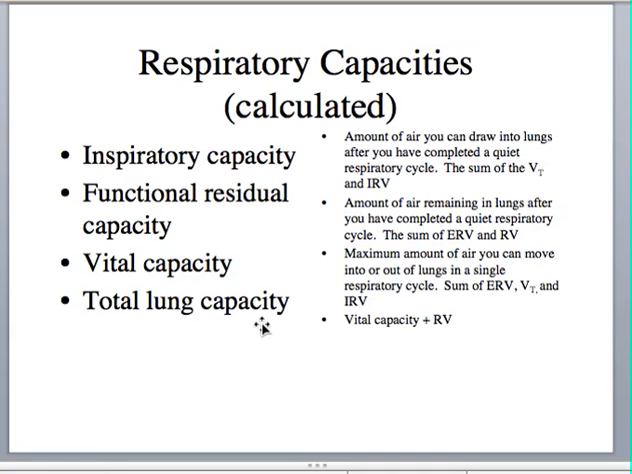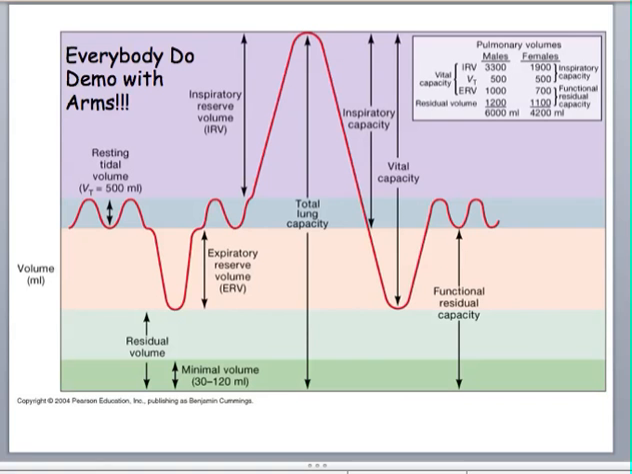And then your total lung capacity is your vital capacity plus your residual volume. Again, looking back at your picture, you can see your vital capacity plus your residual volume gives you your total lung capacity.